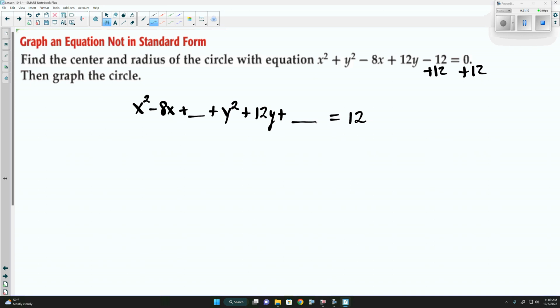So what we're really needing to do is rewrite this so that I have two sets of parentheses. Well, the first one has x, the second one has y, and it's equal to a number. Because the number inside the parentheses with x will give us the x value of the center. The number inside the parentheses with y will give us the y value of the center. And if we take the square root of what it's equal to, that'll give us the radius.